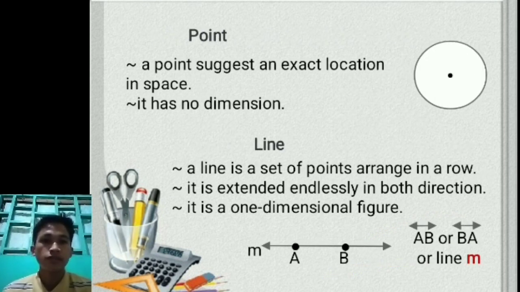Now let's discuss first what is a point. A point is just an exact location in space, and it has no dimension. So, this is an example of a point.